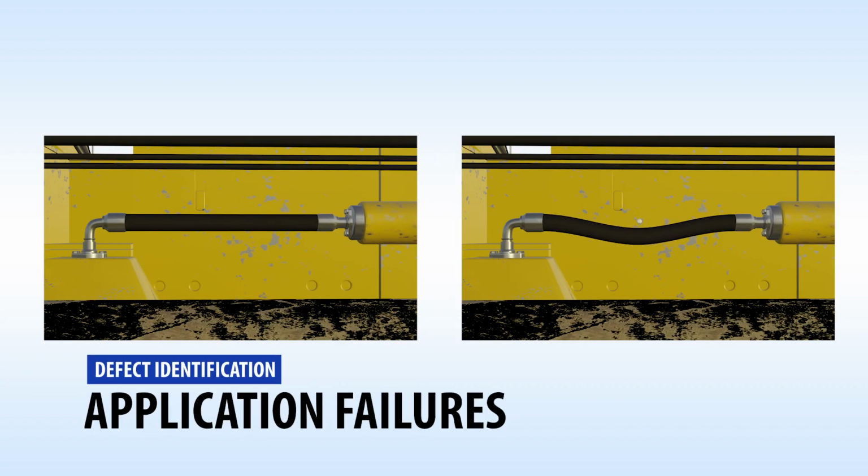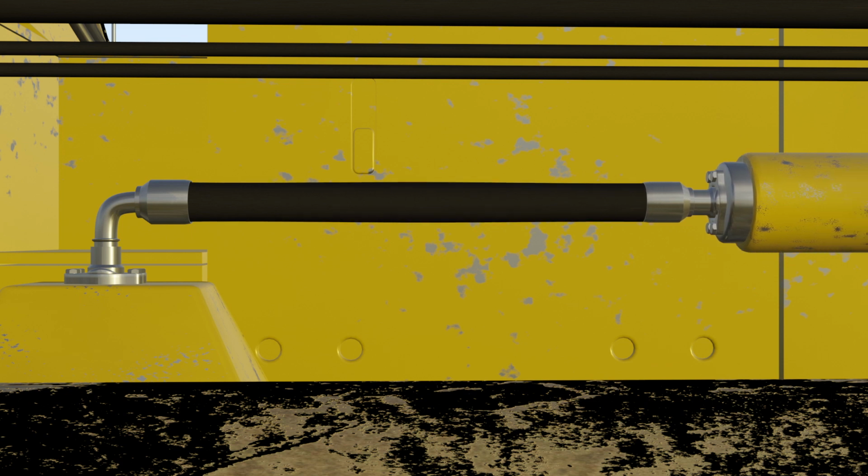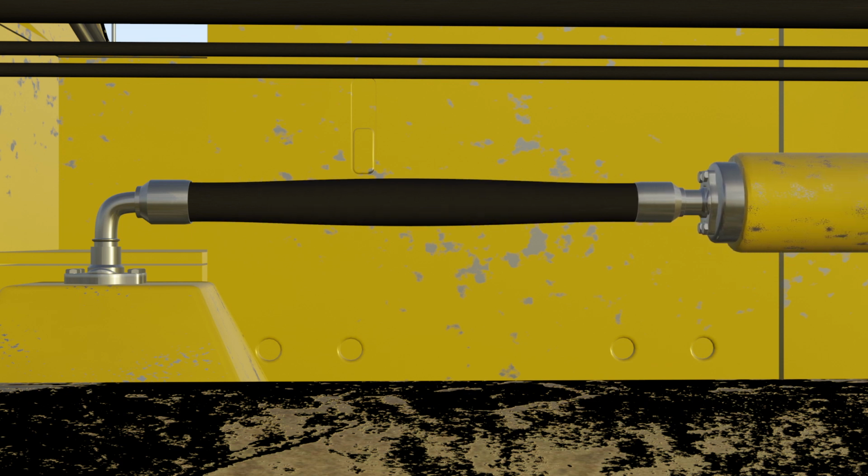Application failures. Looking at the two hoses on the screen, can the group decide which hose is the right length and why? Hoses should be designed to accommodate length changes from changing pressures. As the pressure increases, the hose will tend to shorten.